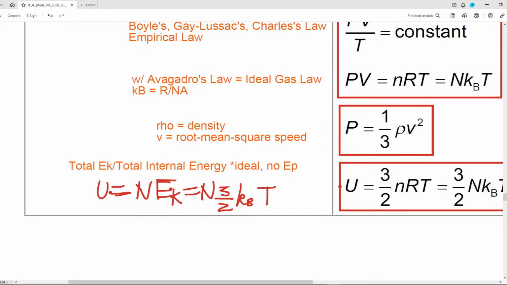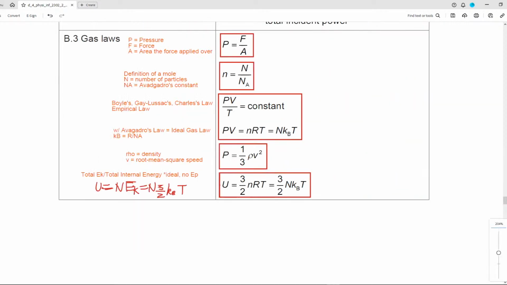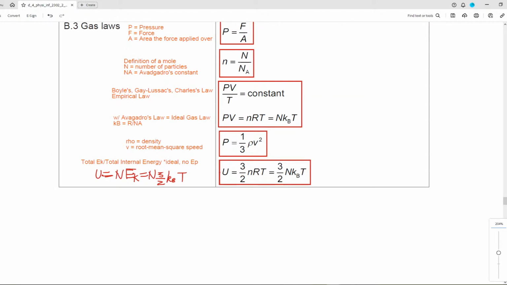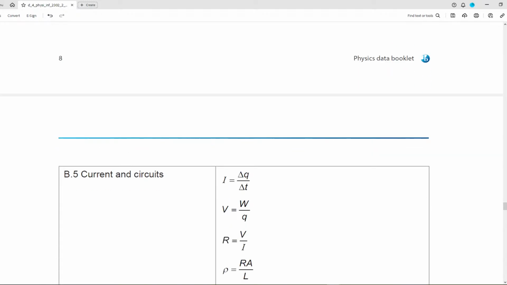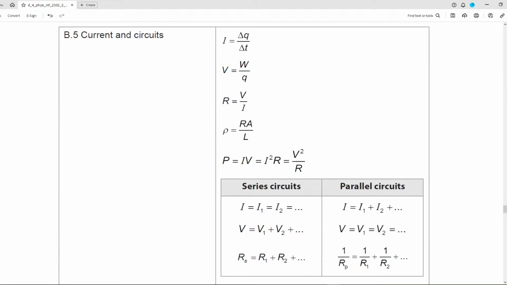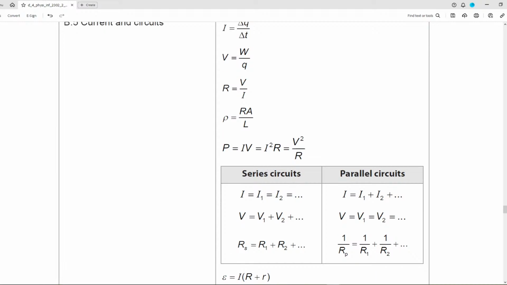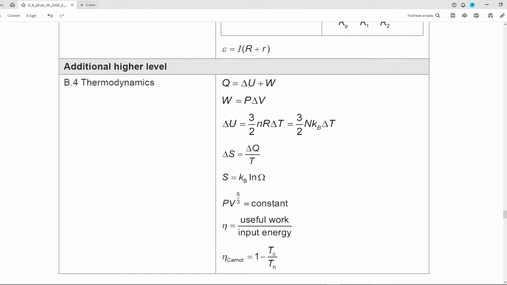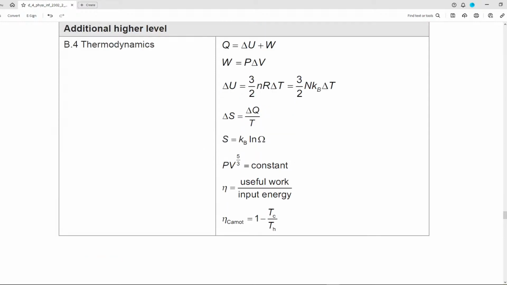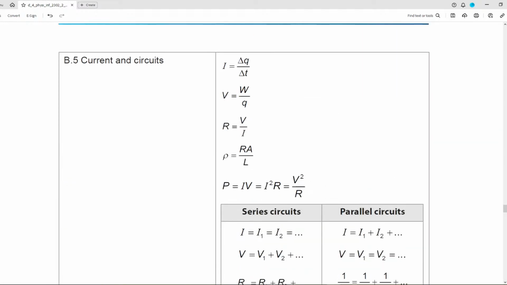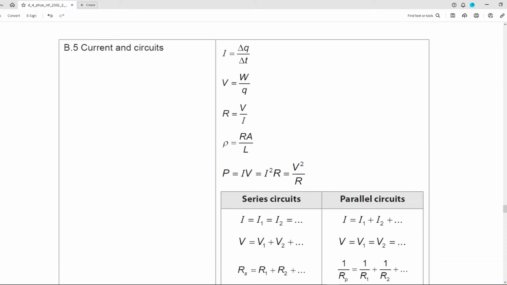That's B3. Up next is B4. Well, we don't do B4 actually because B4 is higher level. So B5 is actually the next one on the list, even though I think B5 has some higher level parts. Oh, it's probably not formula related. So next is B5, because B5 is not higher level. B5 is standard level mostly.